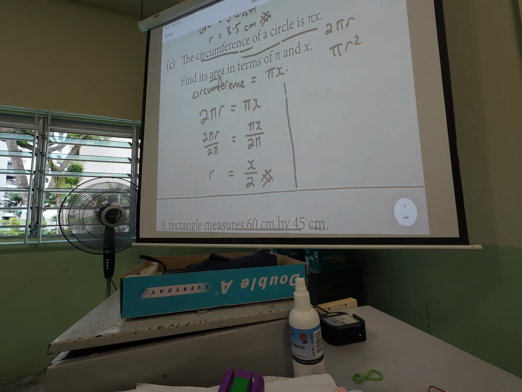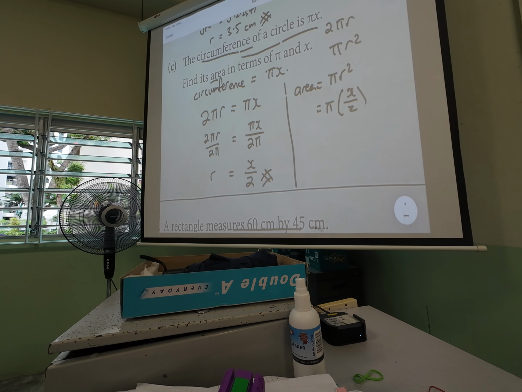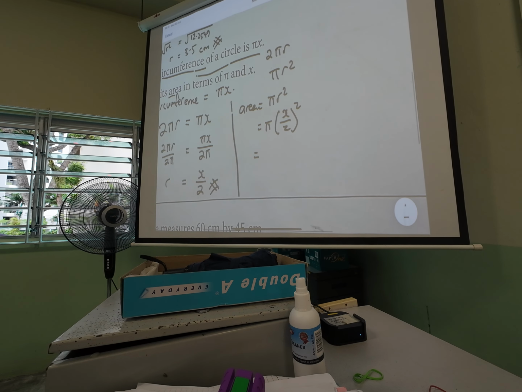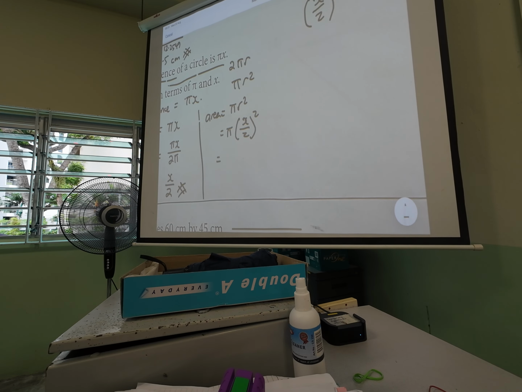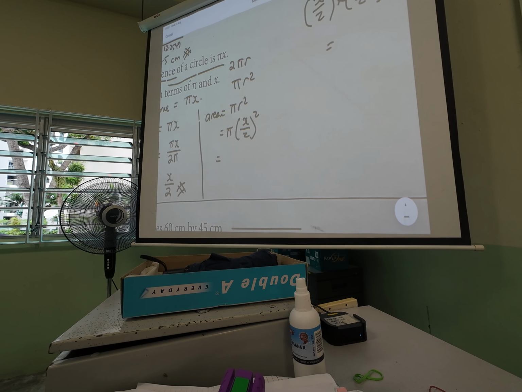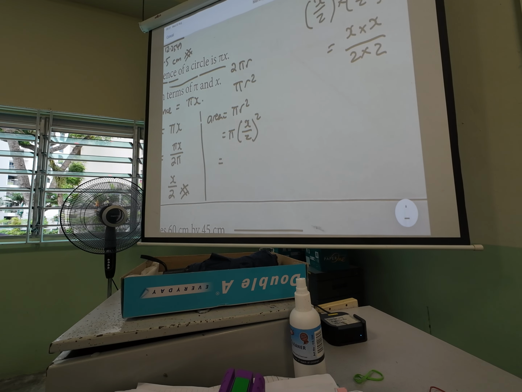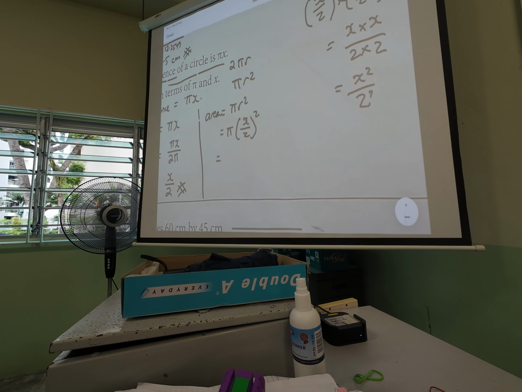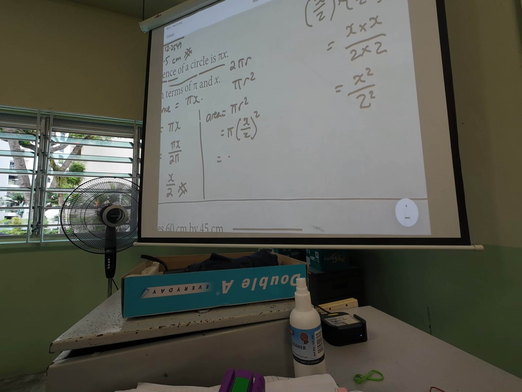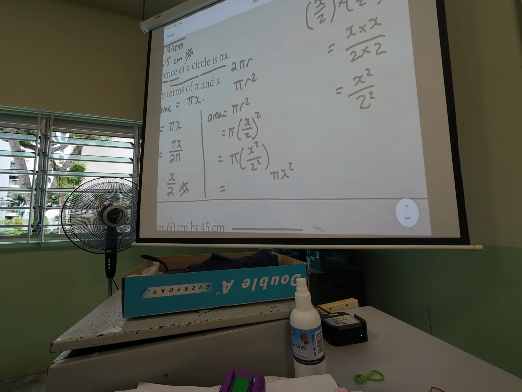Once I know r, I can find area. Area is pi r squared. Then what is r? R is x over 2. When I square the bracket, what happens? X over 2 multiply x over 2. Then I go back to my primary school: fraction times fraction will end up numerator times numerator, denominator times denominator. Then I will have x squared over 2 squared. So when I square a fraction, it is like squaring the numerator and squaring the denominator at the same time. Then in the end I will have pi x squared over 4.